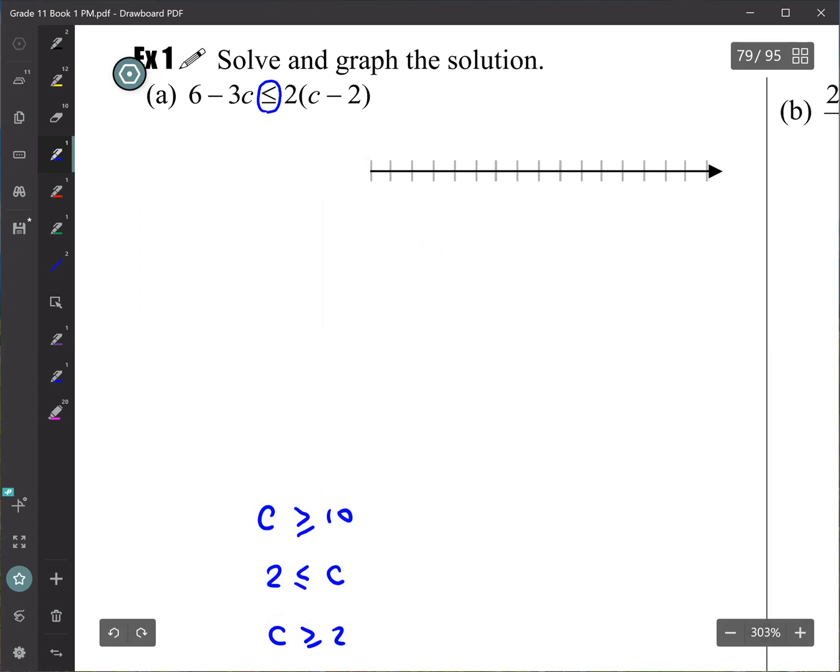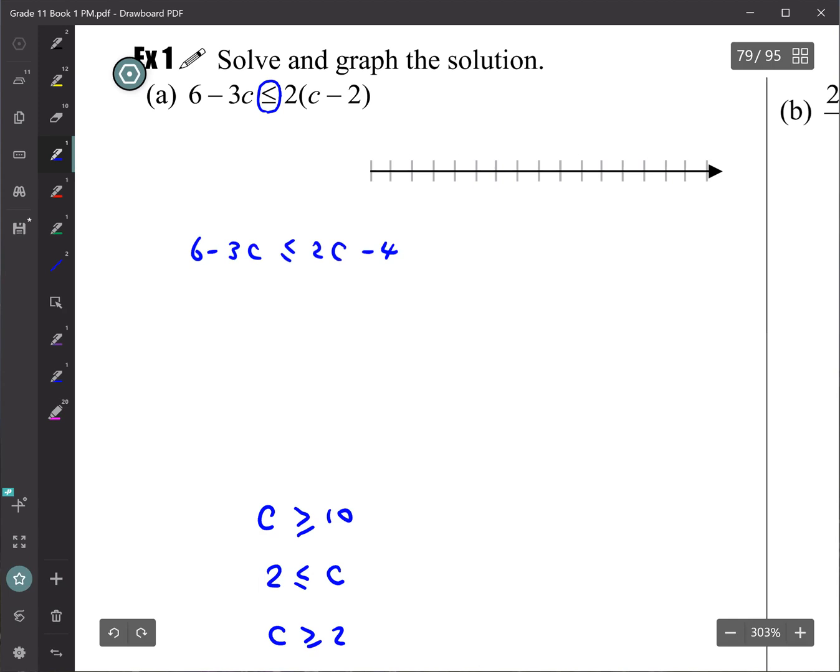Ivy, how are you doing? Are you guys done? Still have, yeah, okay. Raise your hand if you finish question 8. Okay, Ivy, can you tell us what you did to expand the steps? I wrote 6 minus 3c less or equal to 2c minus 4.